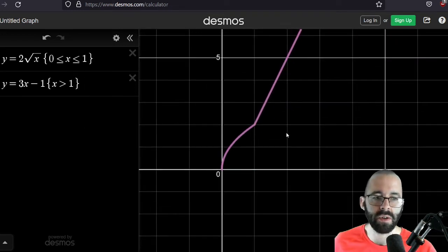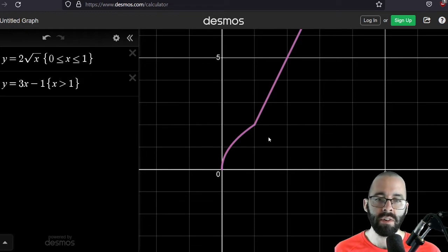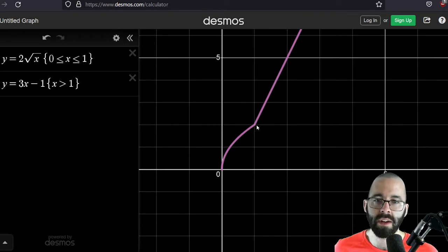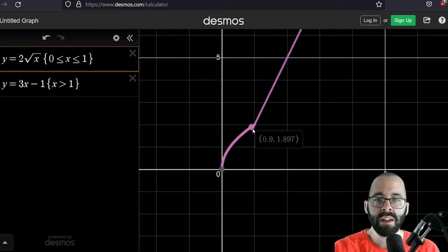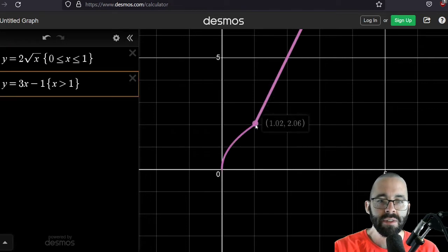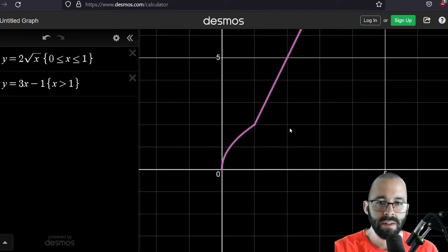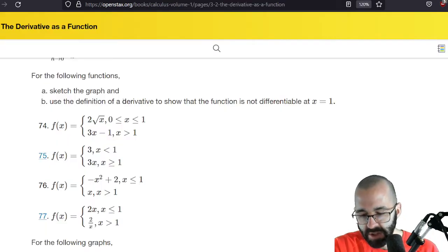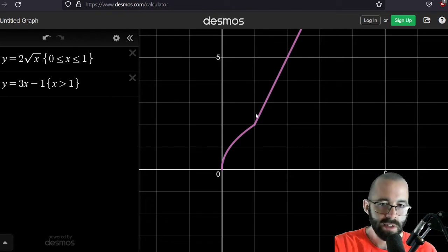Notice this function's continuous. This function's connected. There's no jumps. There's no gaps. This function's continuous, but it's not differentiable. It's sharp at this point. The slope from the left is different from the slope from the right. What is this problem officially asking us? Use the definition of the derivative to show. All right, so graphically, we can see it, but it wants us to look at the definition of the derivative as well.